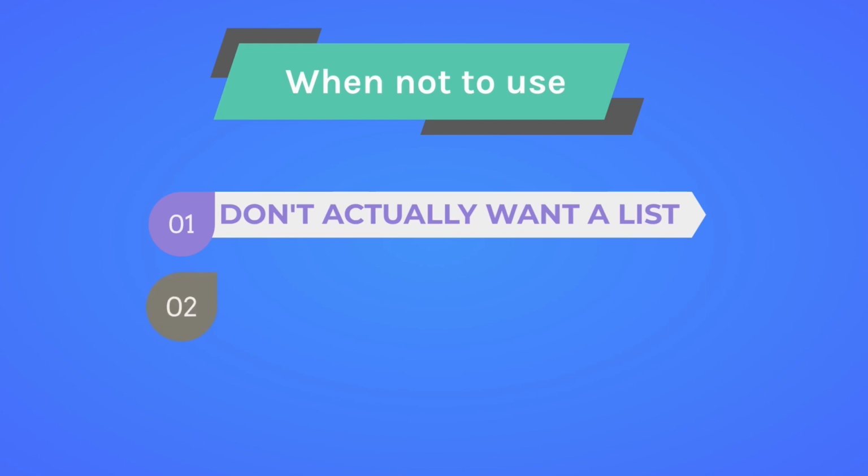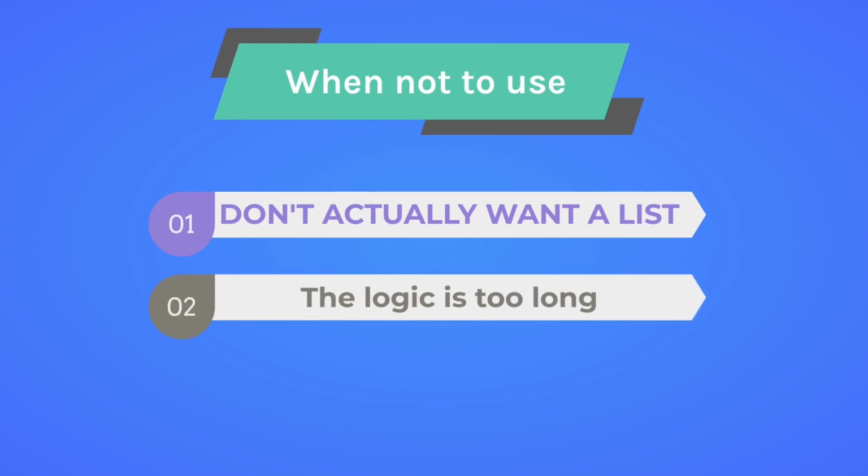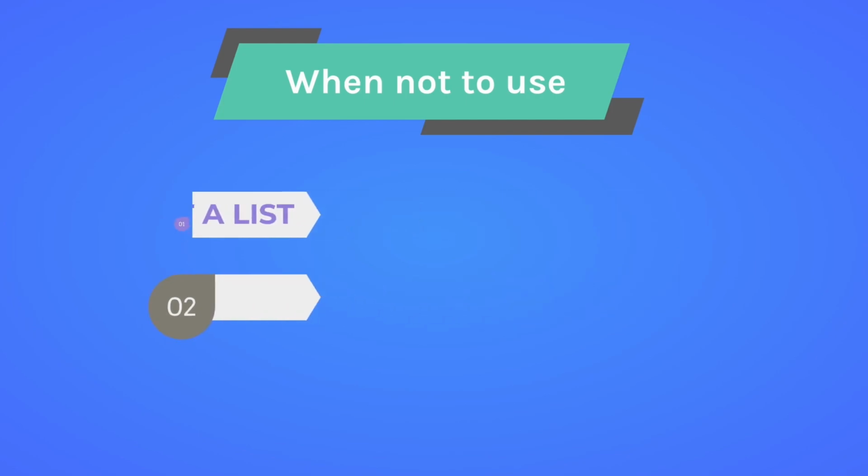Second, the logic is too long. The point of list comprehensions is that they make your code shorter and clearer. Once you start packing too much into a single statement, it becomes harder to follow than a regular for loop.